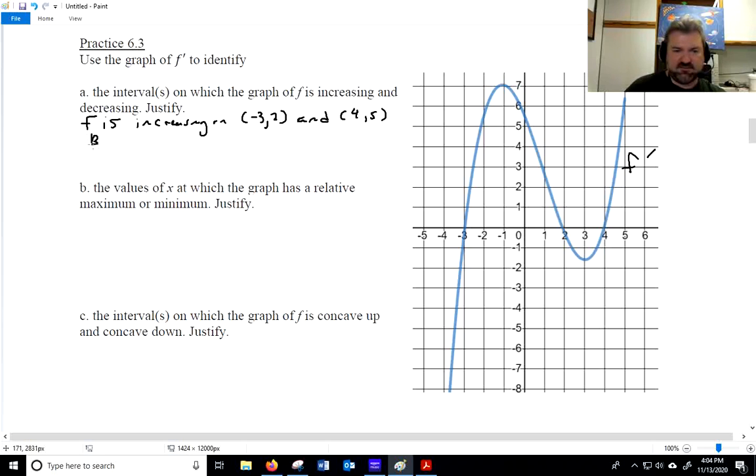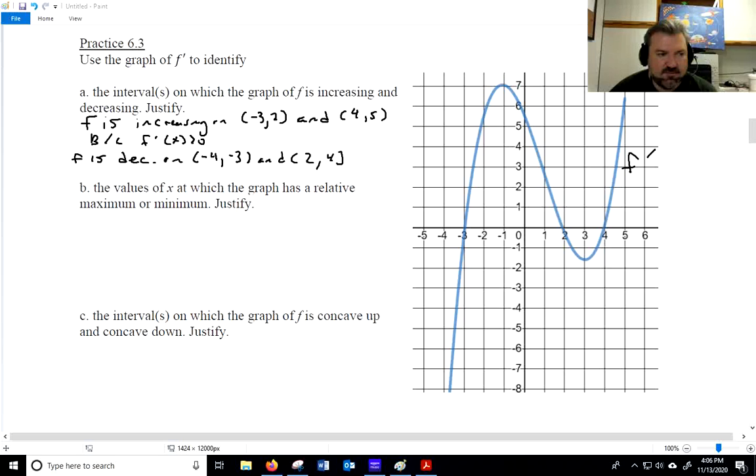And that is because f prime of x is positive. It's above the x-axis there. f is decreasing on -4 to -3, and again on 2 to 4. Okay, so we said f was decreasing on -4 to -3 and 2 to 4. And of course, remember, we can only justify that by saying that f prime is negative.